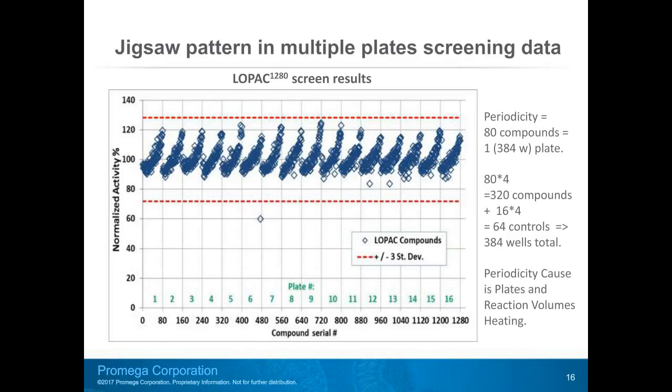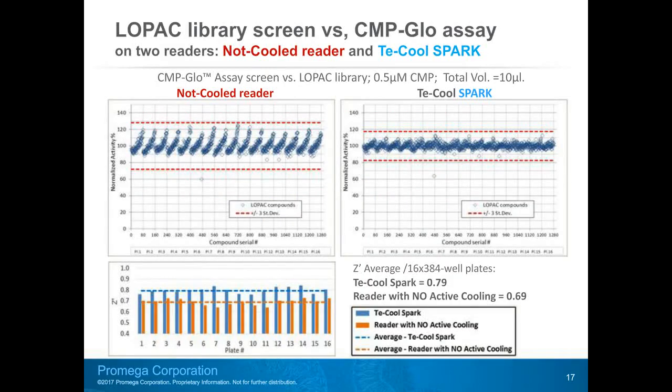After screening in quadruplicates, results for each compound are averaged, and each average value is represented by a single data point on the graph above. And if you look at the results from the screens, you see a jigsaw pattern or periodicity for each plate, or every 80 data points.